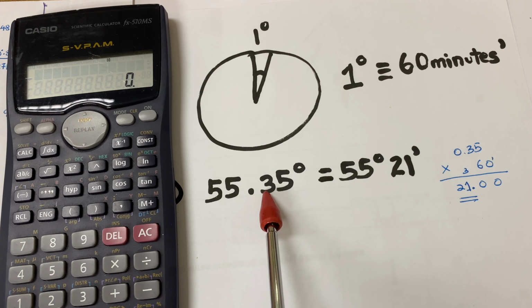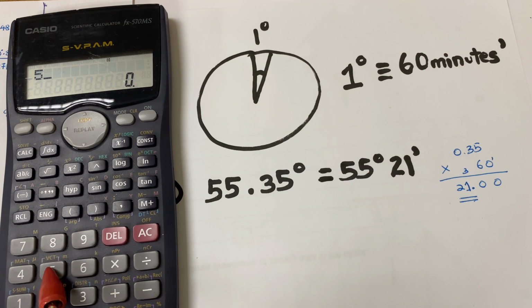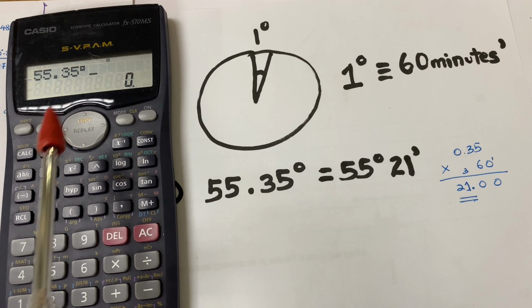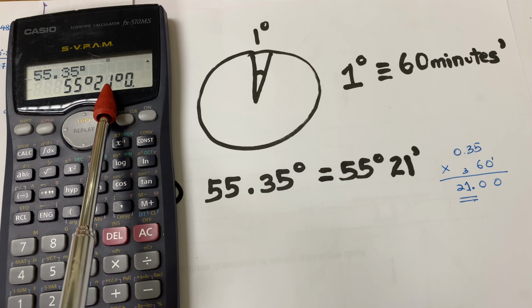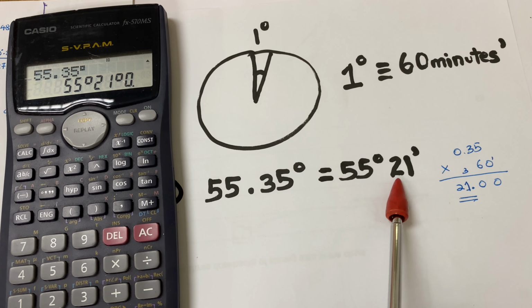So if I were to have 55.35 degrees, how many minutes would it be? First, you can use a calculator to convert, of course. Let me show you how to do that. You press the degree button, and then you press equal, and it will be 55 degrees, 21 minutes. That's 55.35 degrees.